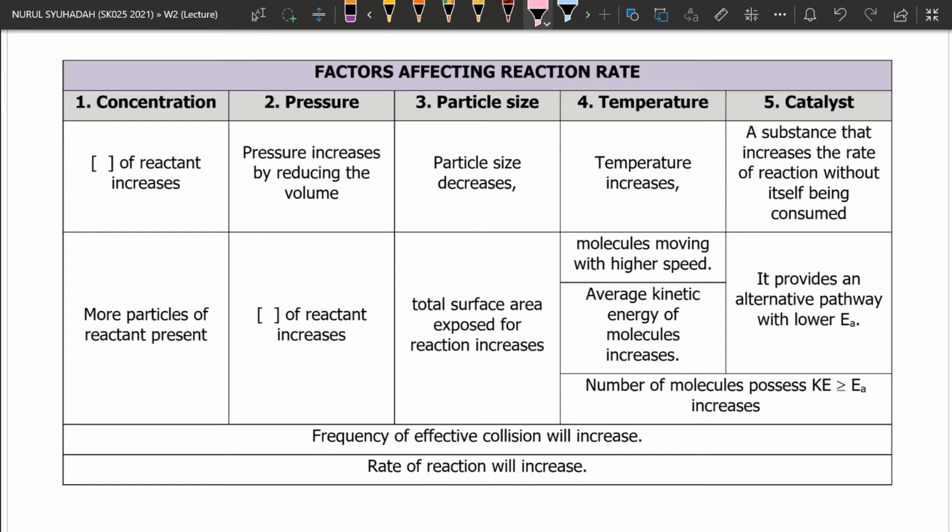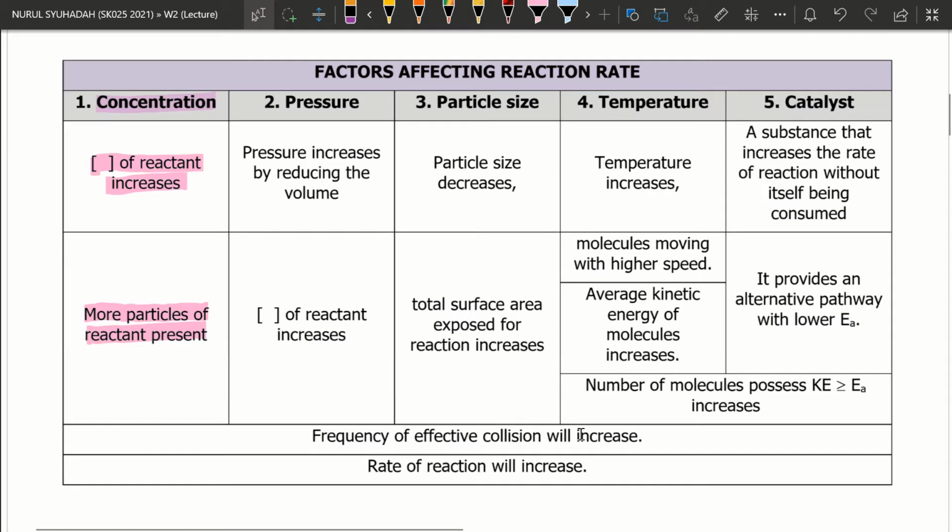The first one, we're going to look at concentration. As the concentration of the reactant increases, meaning we will have more particles of reactant present. As more particles of reactant are present, the collision of the particles will increase. The frequency of the collision will increase. As the frequency of collision of particles increases, we will have the frequency of effective collision increase.